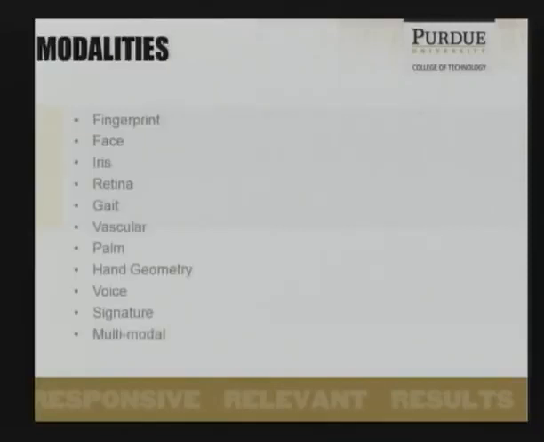This is a non-exhaustive list of modalities. Fingerprint, face, iris are popular ones. Coming up are vascular palm, hand geometry, of course, for access control, voice signature, and then you've got retina and gait. And multimodal is where one isn't as good as another, and you could combine the two.